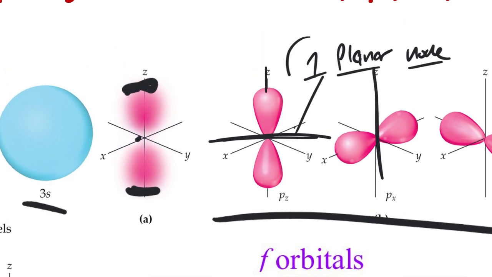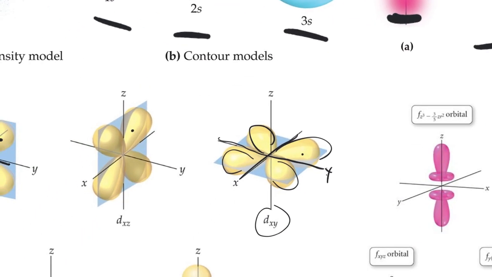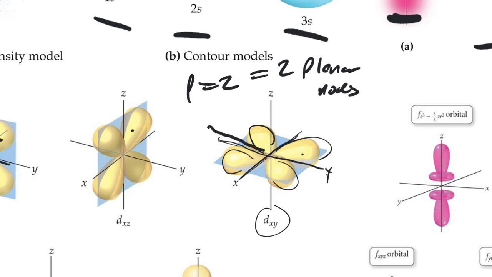So the number of planar nodes is just the L value. The p orbitals are L equals 1. They have one of these planar nodes. And then the d orbitals have 2 planar nodes, so their L is 2, of course. And so the planes are the planes that bisect the orbitals.